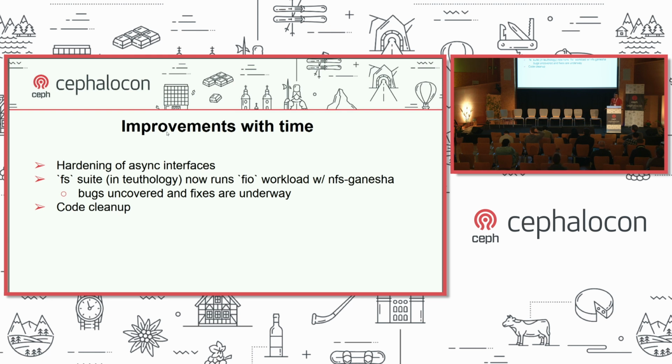We have been enhancing and hardening the Async I/O interface quite a lot. We have been extensively testing this interface. We have uncovered a lot of bugs. We have fixed them, and the patches are merged already. We have the FS suite in Teuthology that now runs with FIO workload with the NFS-Ganesha test cases, with or without object cacher enabled. It has helped us to uncover a lot of bugs, and the fixes are underway. Code cleanup is another priority that we have to keep the code modular and manageable.